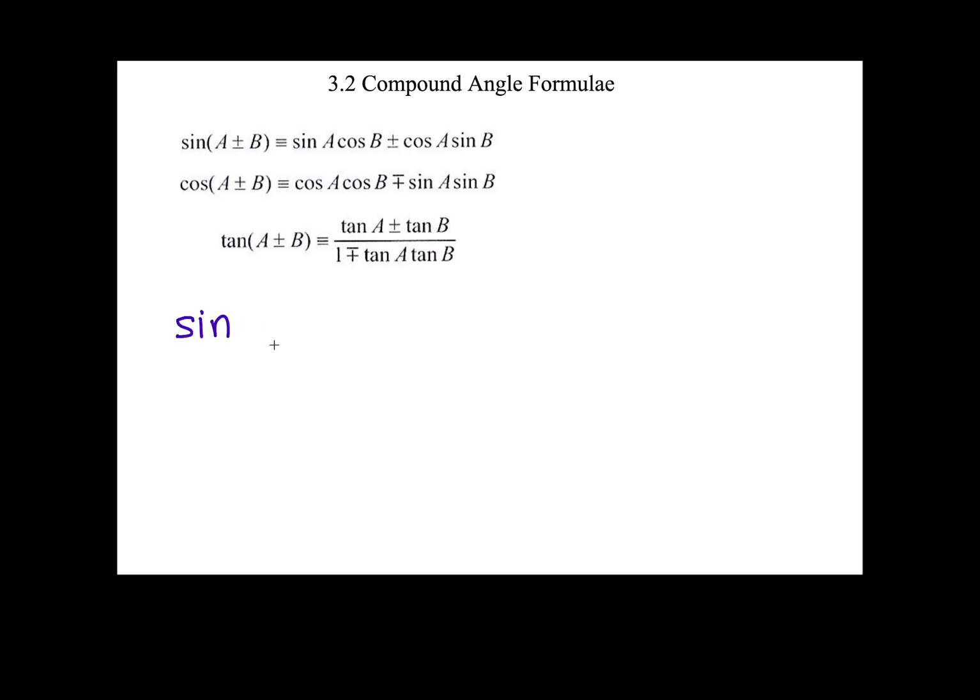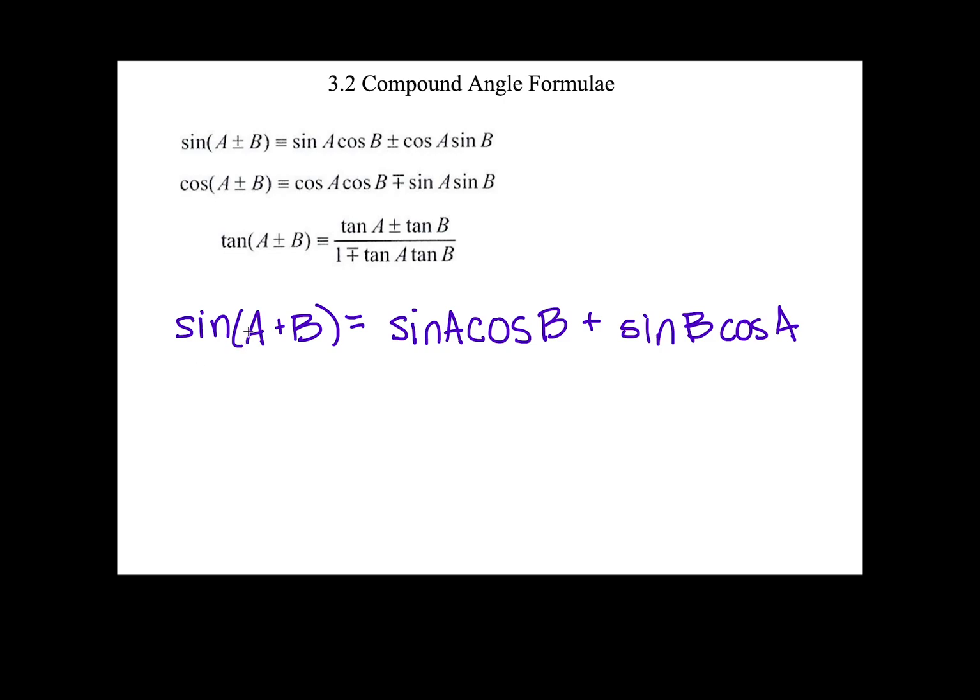So when you have sine, it's sine of the first angle times cosine of the second angle, and then you keep the same sign, plus sine of the second angle times cosine of the first angle. So since it's a plus, it stays a plus when it's sine. Therefore, if it's a subtraction, A minus B, it's still sine A cosine B, but we switch it to minus. Minus sine B cosine A.